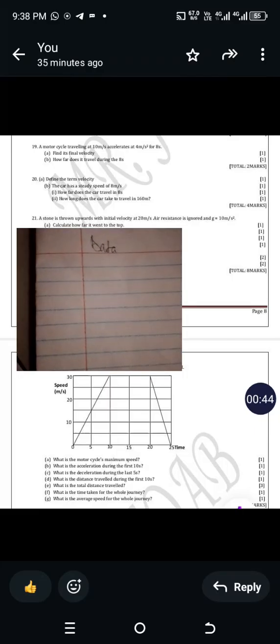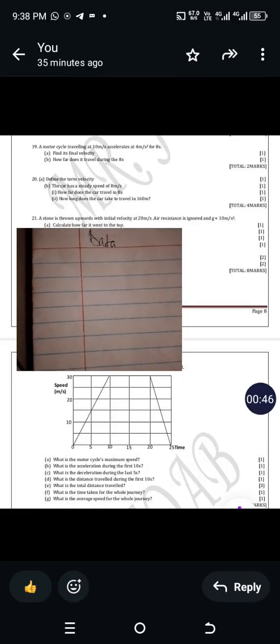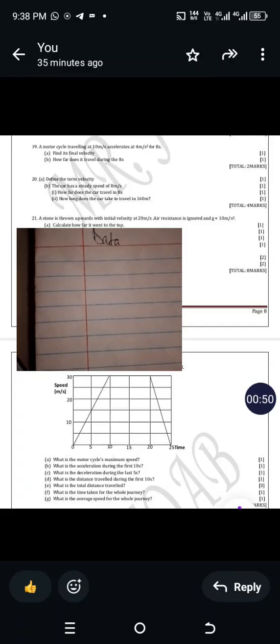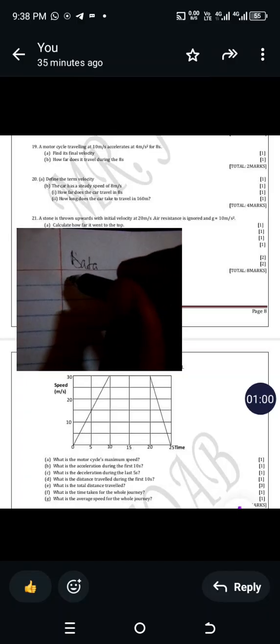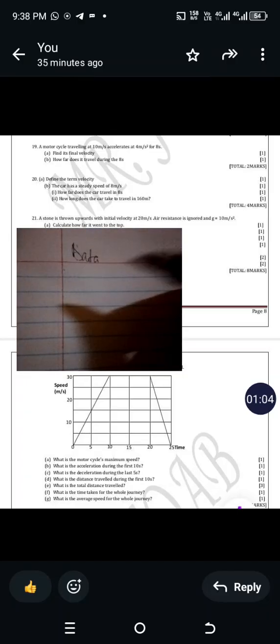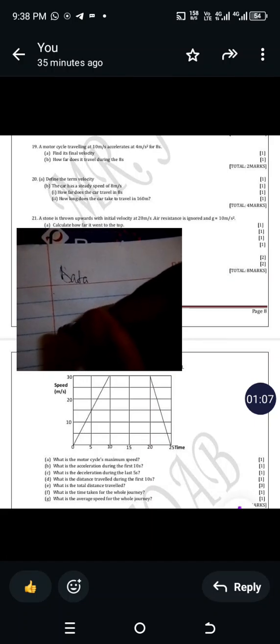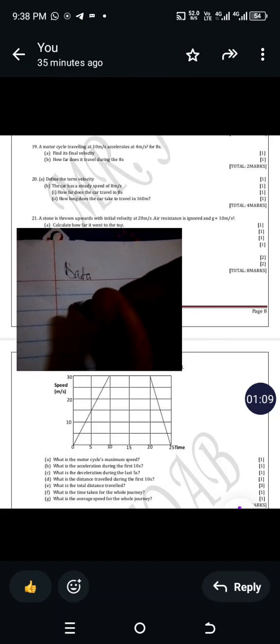The first thing we do when you're answering questions on uniform accelerated motion, when you want to know which equation to use, it's better you collect the data, because that data will help you know which formula you can use.